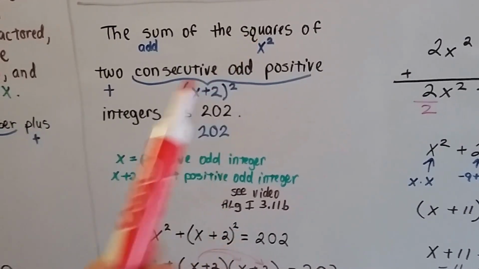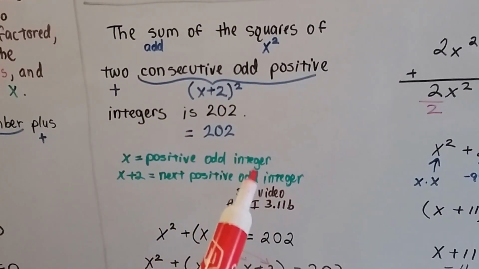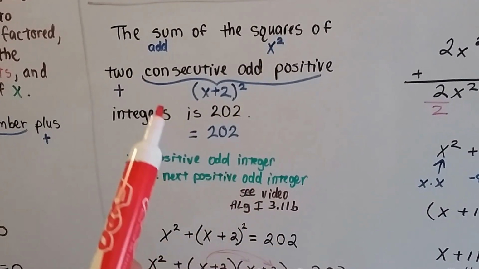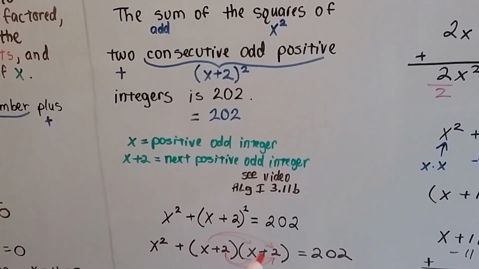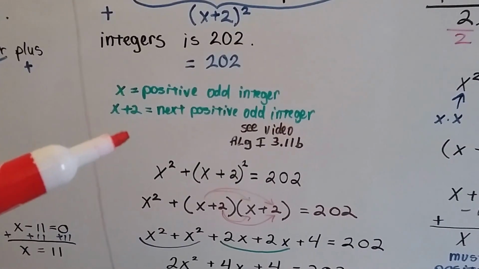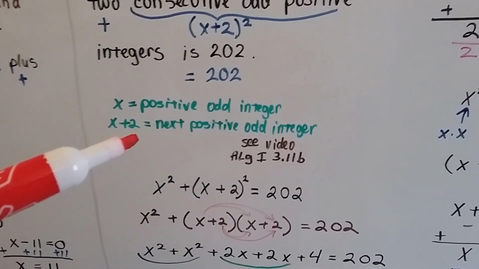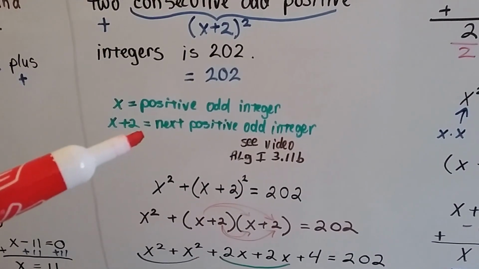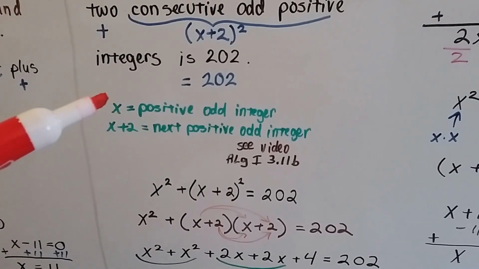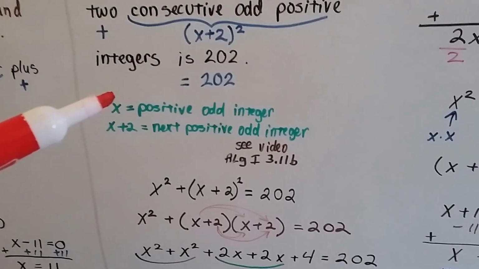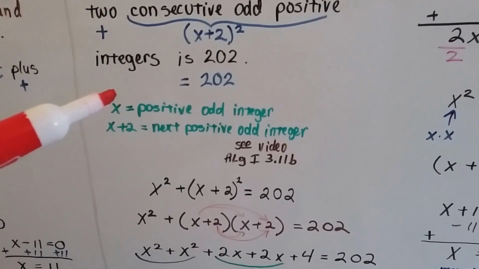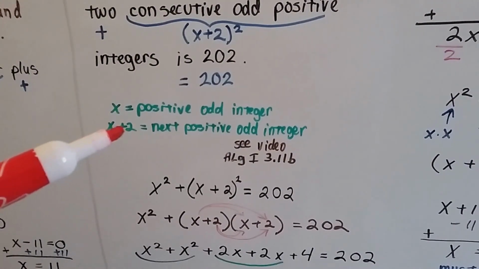But it wants the squares of the two consecutive odd positives. So now we've got x squared plus (x plus 2) squared. So x is the positive integer, and x plus 2 is the next positive integer. Like if x was a 3, the next positive odd integer from a 3 would be a 5, wouldn't it? So wouldn't that be the 3 plus 2?